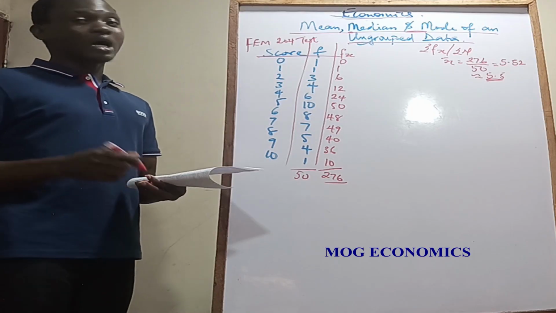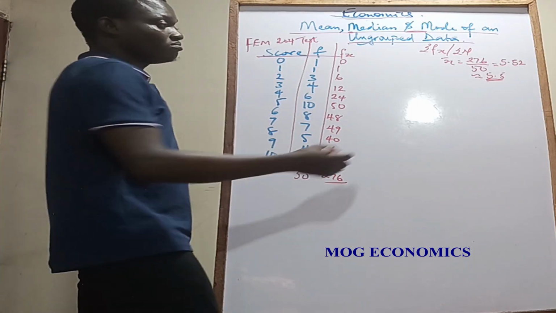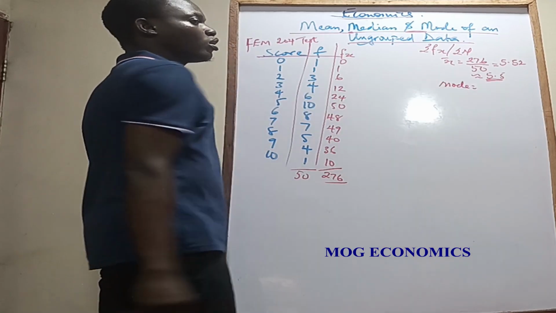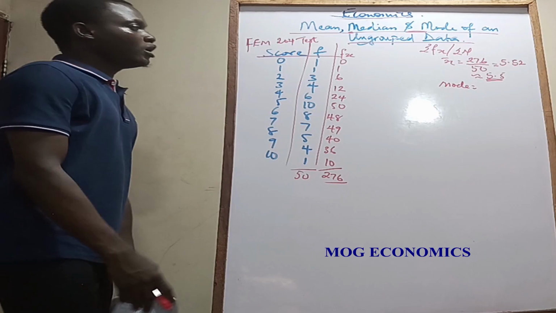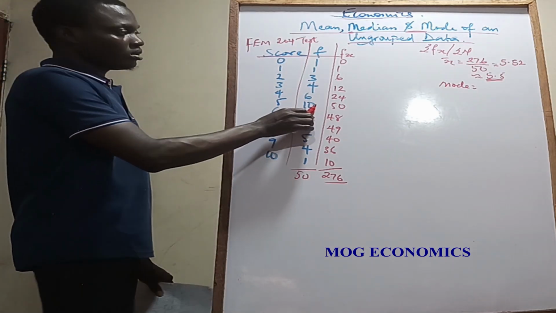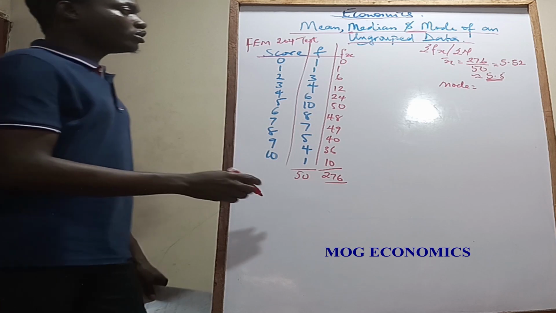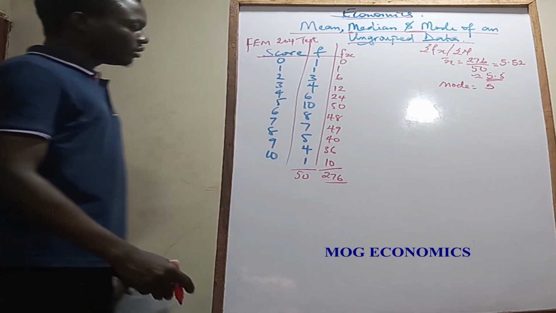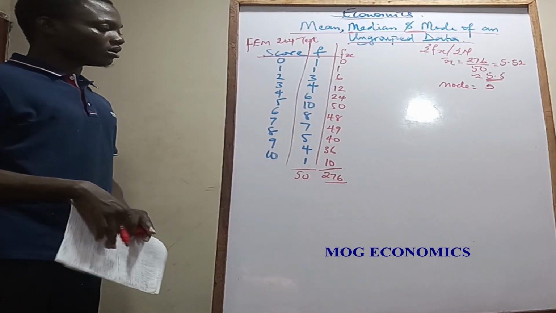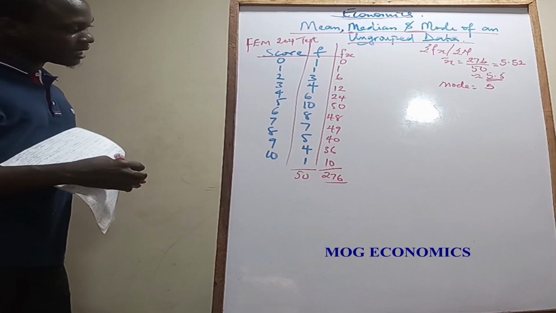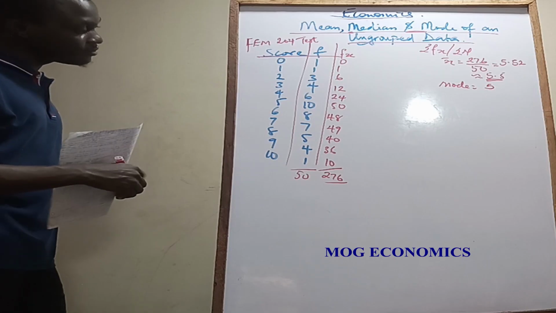Alright, so how do we get our mode? Mode is not even difficult at all. Mode is just the score with the highest frequency. So what score has the highest frequency? This score, right? 5 marks. So mode equals 5. Why? Because it is the score with the highest frequency. The other one that comes close to it is 6. So 10 students out of 50 students got 5.